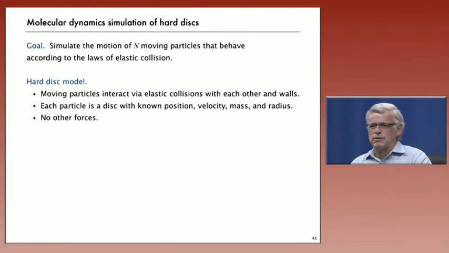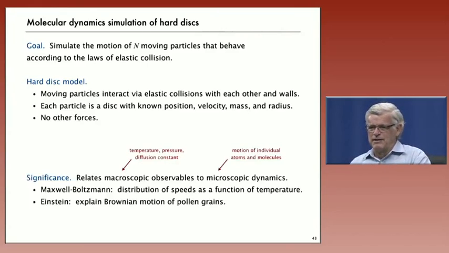So we use a simple scientific model called the hard disk model, and this is just for simplicity to get this done in just part of a lecture. Clearly, these things can be extended in many ways. So we're going to have moving particles that collide with each other and with the walls, and each particle is a disk that's got known position, velocity, mass, and radius. And there's no other forces involved. It gets more complicated if there are more forces, like gravity. And this one by itself is very significant.